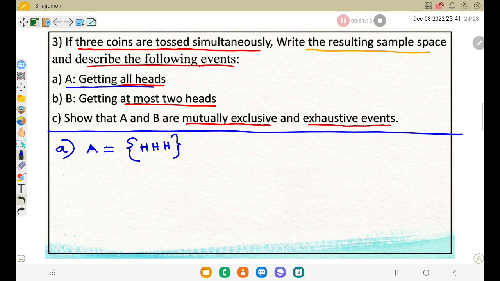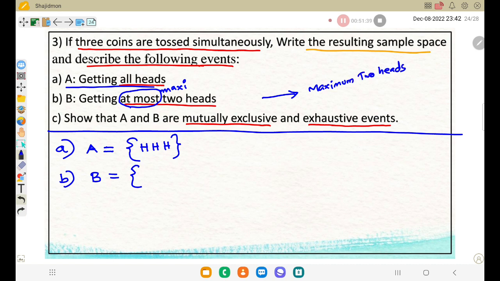Now this is the first part. B part of the question now. Capital B means getting at most 2 heads. At most, what is the meaning? Most means maximum. So maximum 2 heads. What are the options? Maximum 2 heads means 2 head is okay, 1 head okay, 0 head okay. 0 head or 1 head or 2 head. But more than 2 head is not possible. 3 head don't take.